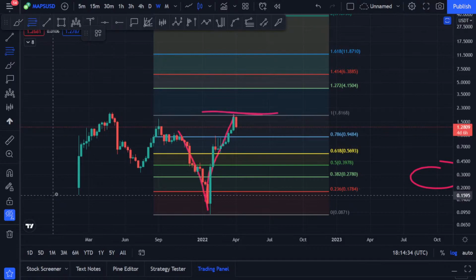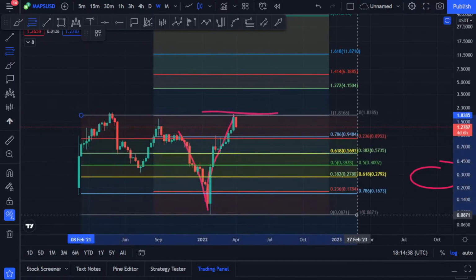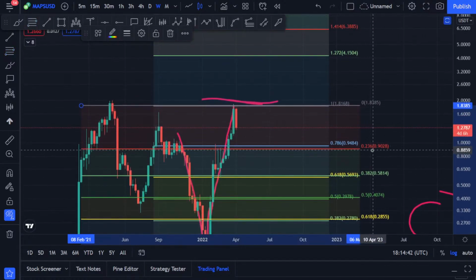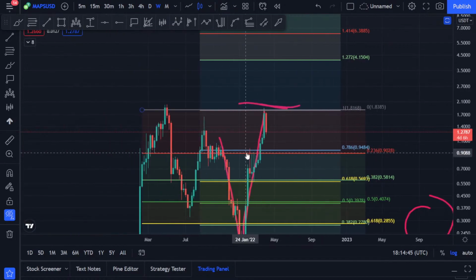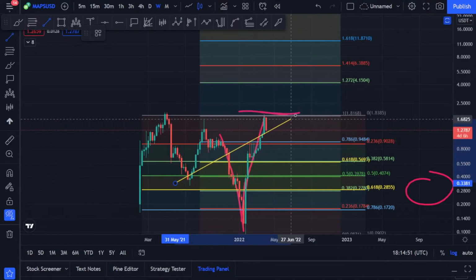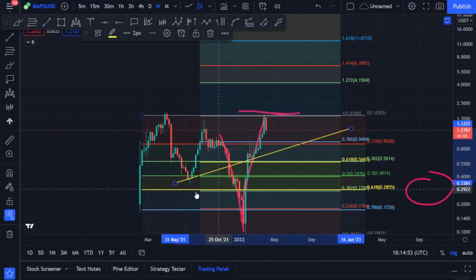And again, you can just judge this move. Okay. So the 0.236 level is also sitting here. So it's taking the shape of an inverse head and shoulders. That's what I can see, because you can clearly see right over here, it's making a higher low formation.